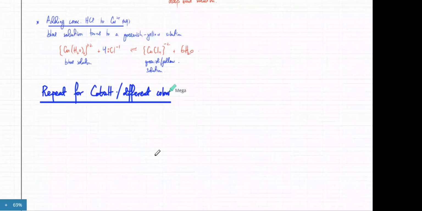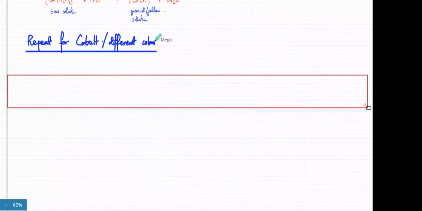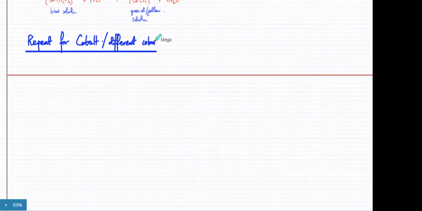You have to remember the reactions, the formulas and the colors of these complexes. Now, the next part is you just have to understand the term. You don't have to remember any specific ligand or specific complexes. The only thing you have to remember is the difference between monodentate and bidentate.